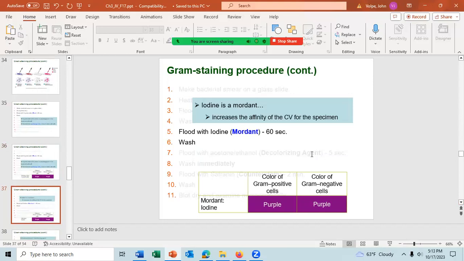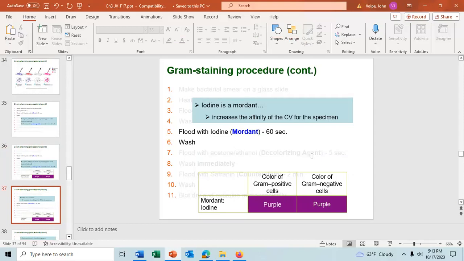You then, obviously, dump off the worst of the water. You don't need to dump off all the water, but dump off the worst of the water. You then flood the slide with iodine. Iodine is a mordant. It increases the affinity of the crystal violet for the specimen, making a larger complex. Once again, you treat the slide with iodine for 1 minute. You then dump the iodine off and then gently wash it with cold water.